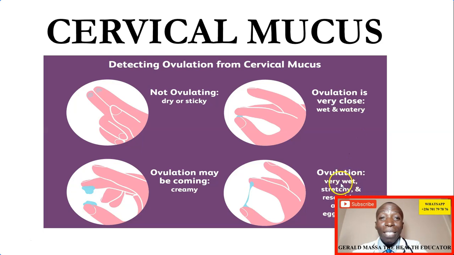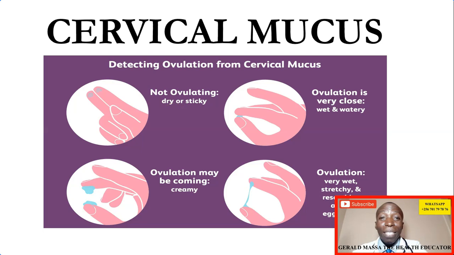Now, your cervical mucus can become very wet, even stretchy, and it may resemble raw egg white. If your cervical mucus resembles raw egg white, then it means you are now ovulating. So in talking about cervical mucus monitoring, when it is dry and sticky, you're not ovulating. When it is wet and watery, ovulation is close. It is nearby, let's say 1 or 2 days.